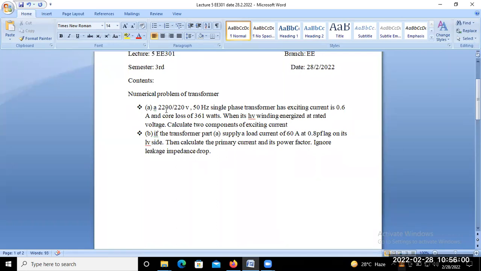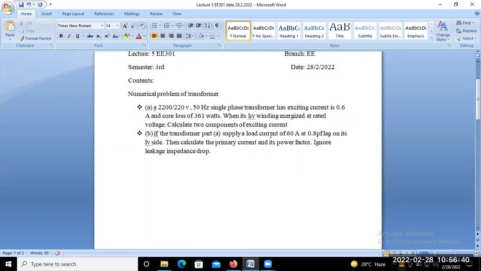Magnetizing current and core loss current. Okay. That means the transformer voltage rating is given, HV side and LV side, and the exciting current value and the core loss are given. So note down all the parameters. We need to find the two components of the exciting current: one is the core loss component, the other is the magnetizing current. Tell me how we can find the core loss component and magnetizing current from this data.